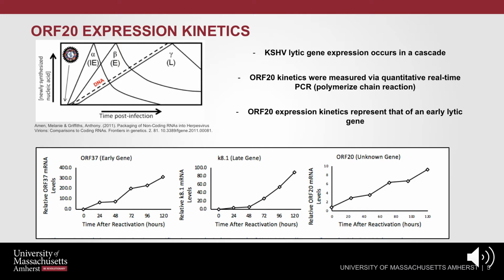We first characterized the expression kinetics of ORF20 by comparing the relative levels of mRNA made in the cell at 4 different time points, 0, 24, 48, and 72 hours after lytic infection was induced. We compared these levels of ORF20 to other known genes via RT-qPCR, which is real-time quantitative polymerase chain reaction. So we looked at the expression of ORF20 compared to the expression of ORF37, a known early gene, and the expression of K8.1, a known late gene. And the expression of ORF20 is comparative to that of ORF37, the known early gene, suggesting that ORF20 itself is an early gene as well.